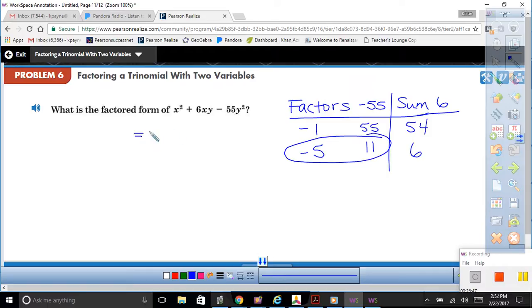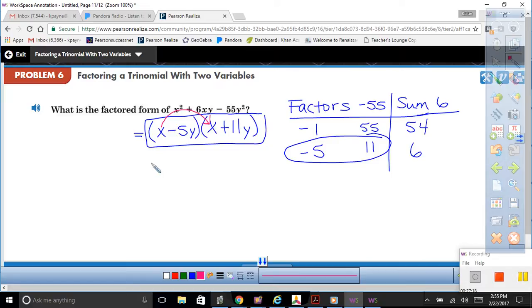So now here's where the difference comes in. Instead of just x minus 5, it's x minus 5y, because the y is the variable factor that's in the back. And then instead of just x plus 11, it's x plus 11y. So that's the only change when you have that second variable, is it's just going to get attached to that second number. Now let's see what happens when we FOIL.